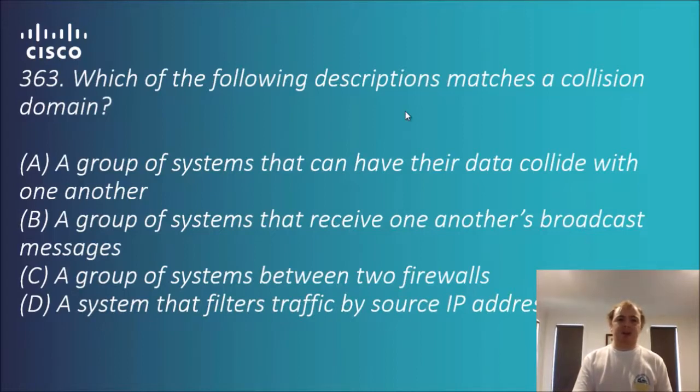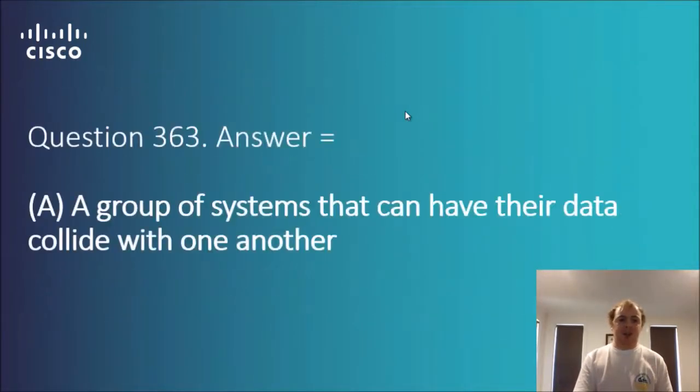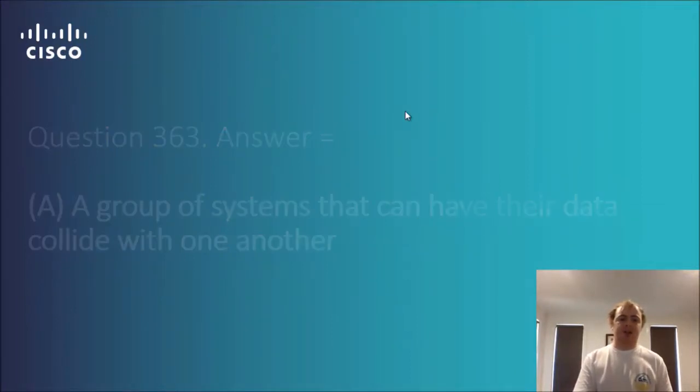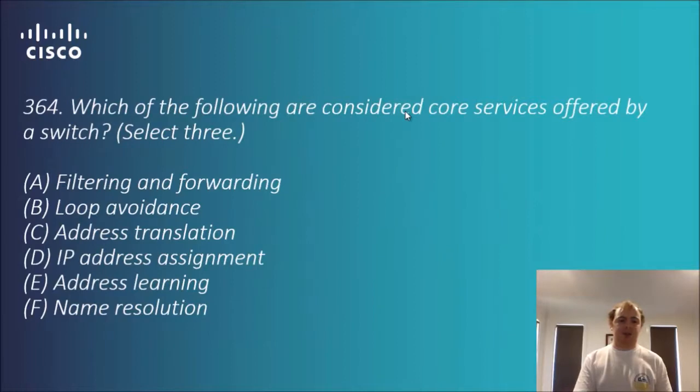363, which of the following descriptions matches a collision domain? We've got a group of systems that can have their data collide with one another, a group of systems that receive one another's broadcast messages, a group of systems between two firewalls, a system that filters traffic by source IP address. Again, we're not dealing with IP addresses, we're dealing with MAC addresses. The answer for this one is A, a group of systems that can have their data collide with one another, and we'll get into some more detail with that shortly with some more questions.